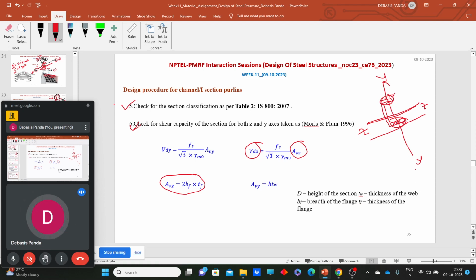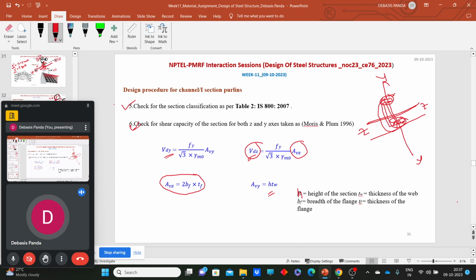And what should be the AVY? We need to calculate the area of the web portion. So H into TW. Here H is the height of the section, not D. TW is the thickness of the web, BF the breadth of the flange. So we need to check that VDY and VDZ are both more than the factored shear force coming along Y and Z direction.